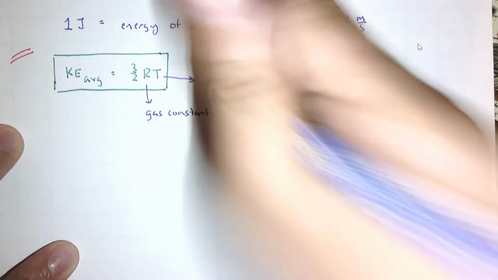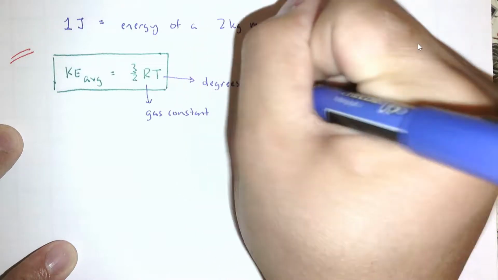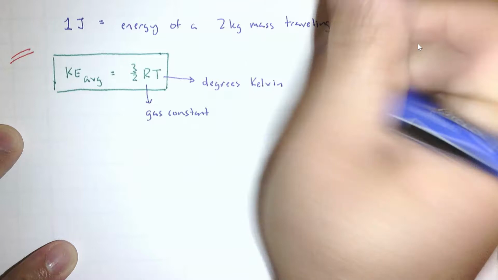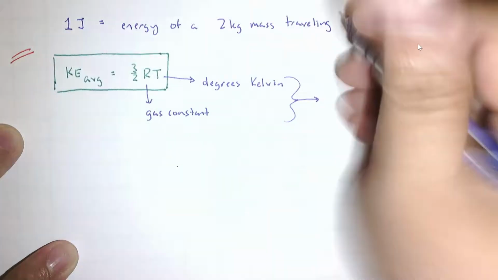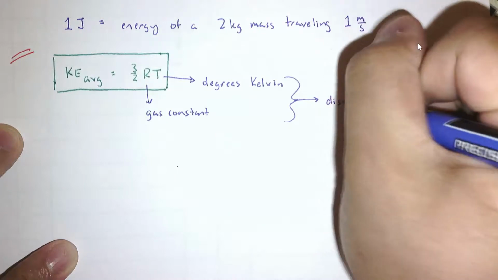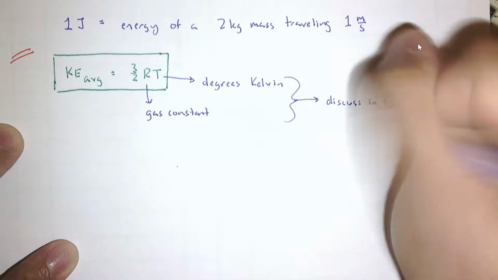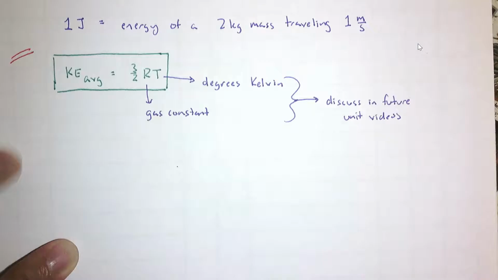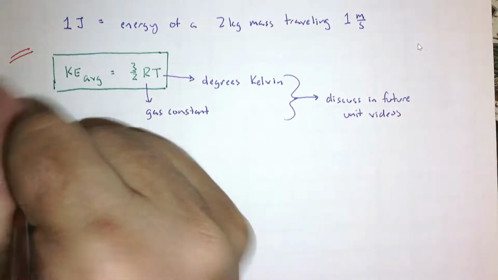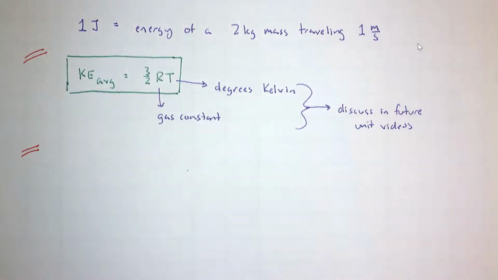The temperature here is going to be in degrees called Kelvin. Again, both of these concepts will be discussed later in future unit videos. Okay, that's all I want to say about kinetic energy. We have to move on to potential energy.